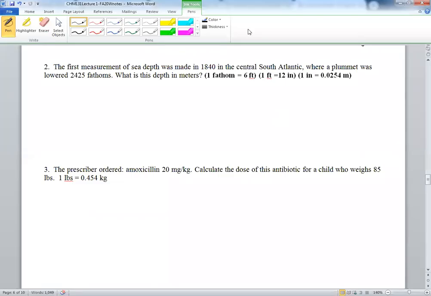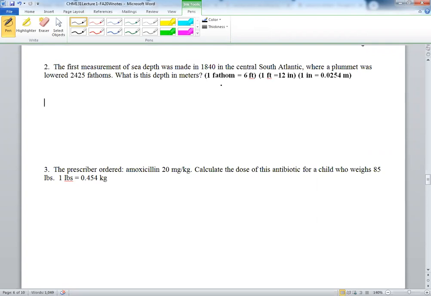The second question is read this way. The first measurement of sea depth was made in 1840 in the central South Atlantic, where a plummet was lowered 2,425 fathoms. What is this depth in meters?